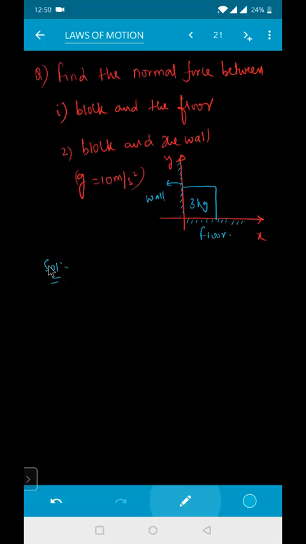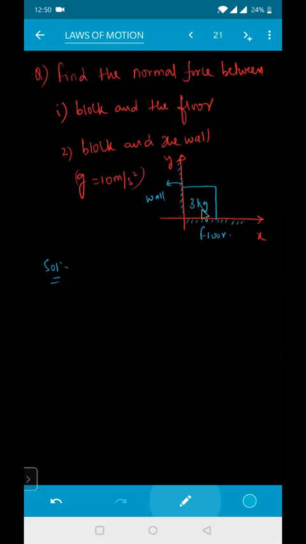Can anyone give me the answer for this one? Find the normal force between the block and the floor. What are the forces acting by this block on the floor? One is the weight of the body in the downward direction, that is M into G, and the floor exerts an equal and opposite force on that, which is the normal reaction, say N1. So N1 will be equal to M into G.